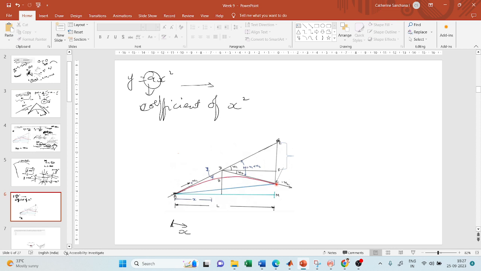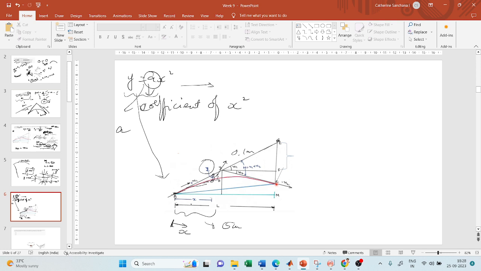Now this is my curve, so this red line is my curve, and the vertical distance from this point on the curve to this tangent is my y. So when x is equal to, say, this distance, my y distance is going to be this much. In this equation, if my x is this distance, let us say 5 meters, and at this point my y is say 0.1 meters, if you substitute that in this equation, you can find out the value of a.